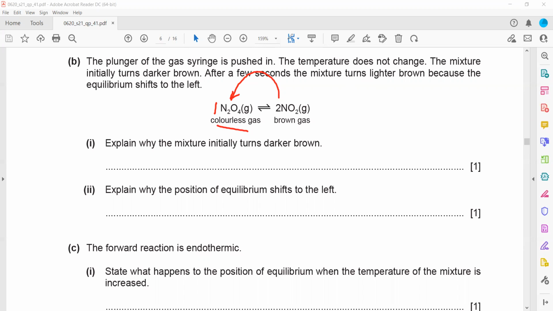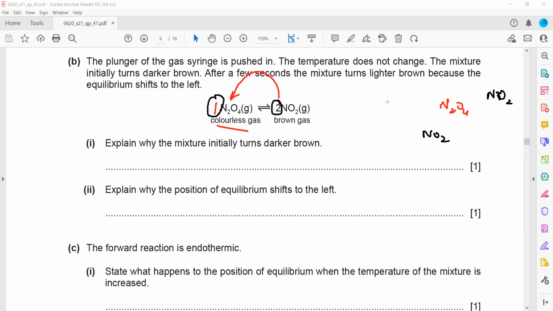But what happened? See, you have two substances: one is N2O4, which is colorless, it does not have any color, and another one is NO2. On the reactant side you have 1 mole, and on the product side you have 2 moles. So an increase in pressure shifts the equilibrium towards the side where the number of moles is less. You have N2O4, 1 molecule, and NO2, 2 molecules.